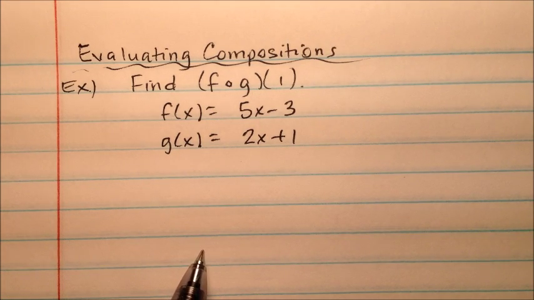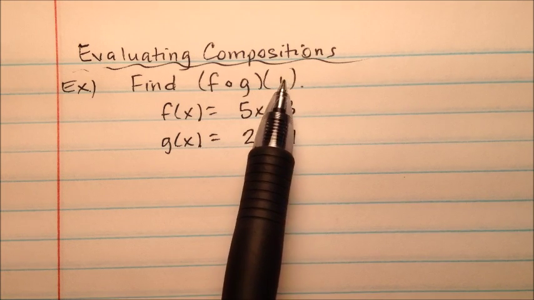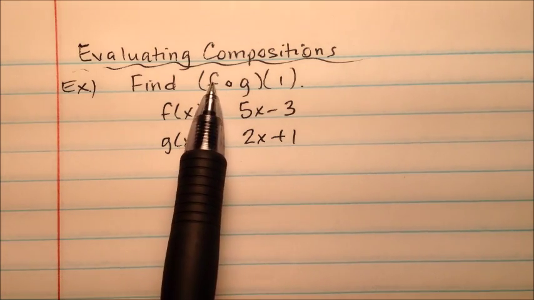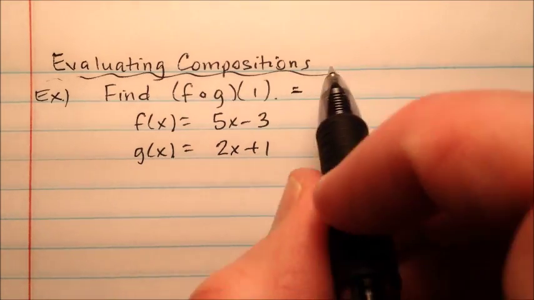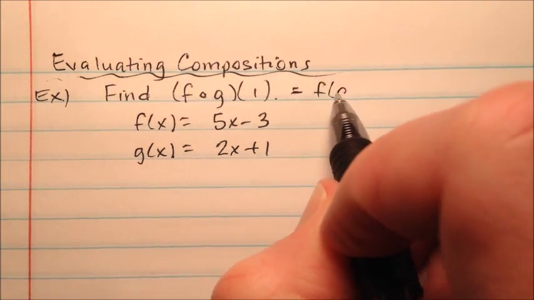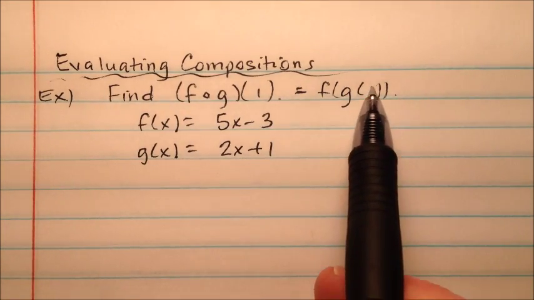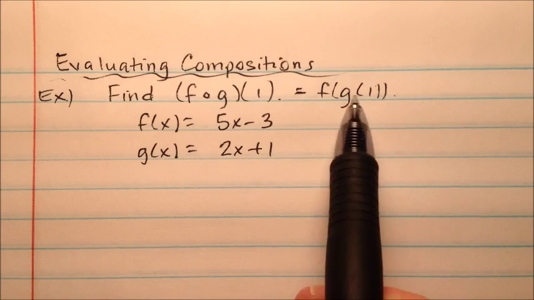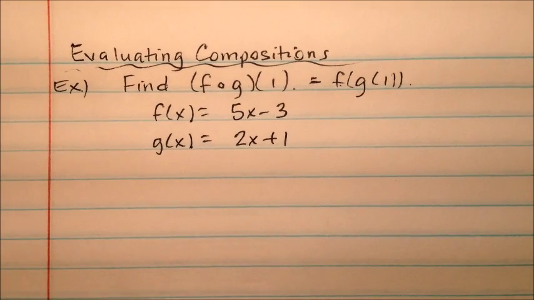The first way is we could actually do what we did in the last video and go ahead and find the composition of these functions and then just plug in 1. And that would totally work. But another approach you could take, since this f circle g of 1 is equivalent to f of g of 1, means we could put 1 into g, and then whatever we get for that value we could put into f, and that would work as well. So let's try it both ways.